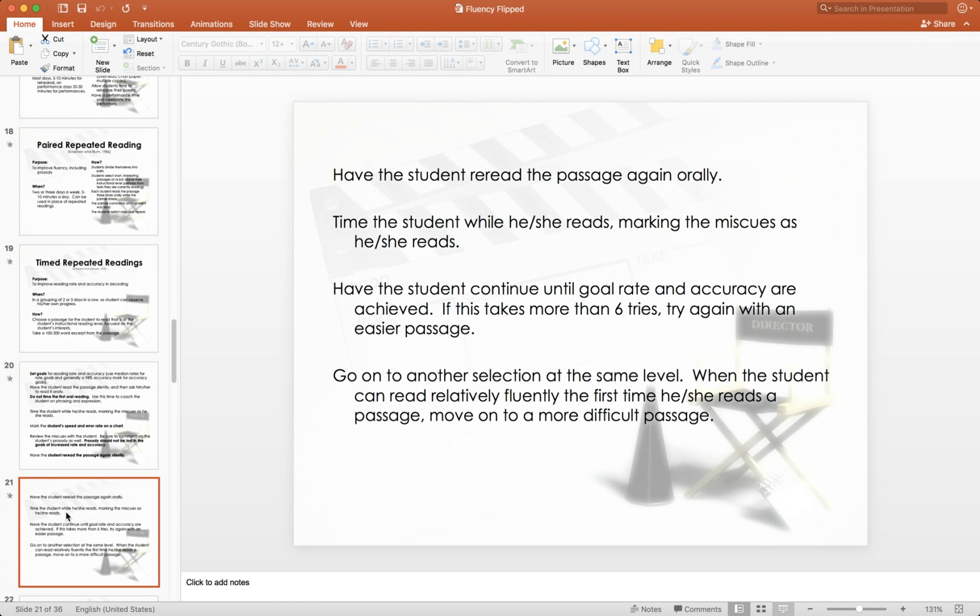So you can have the student reread the passage orally many different times. And you can do this once a week. You can do this twice a week. And you can have the student create goals for themselves, use a chart to mark off when they've reached those goals. So it's a very physical way of seeing how that child is improving.